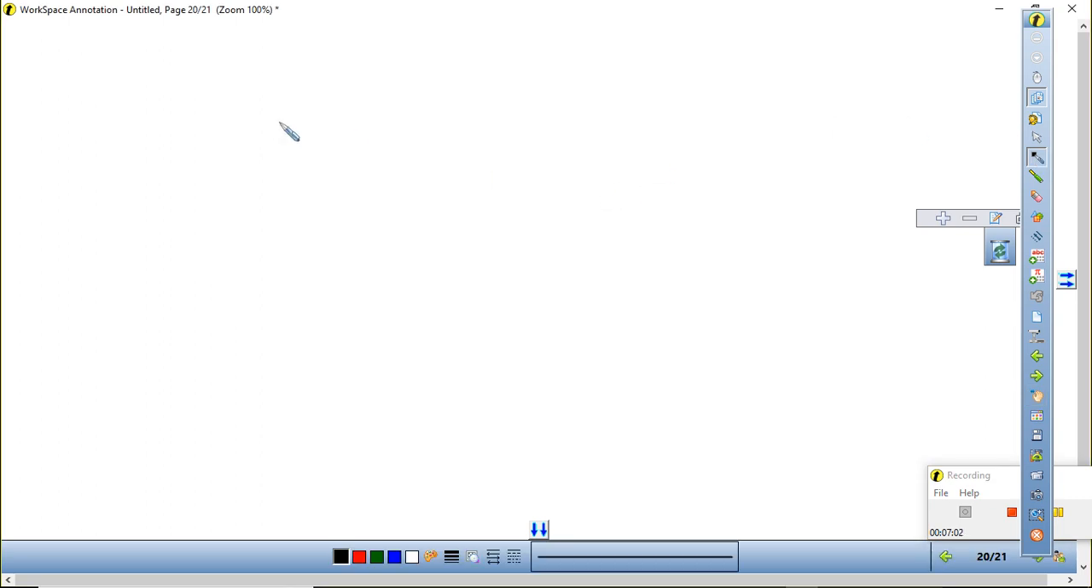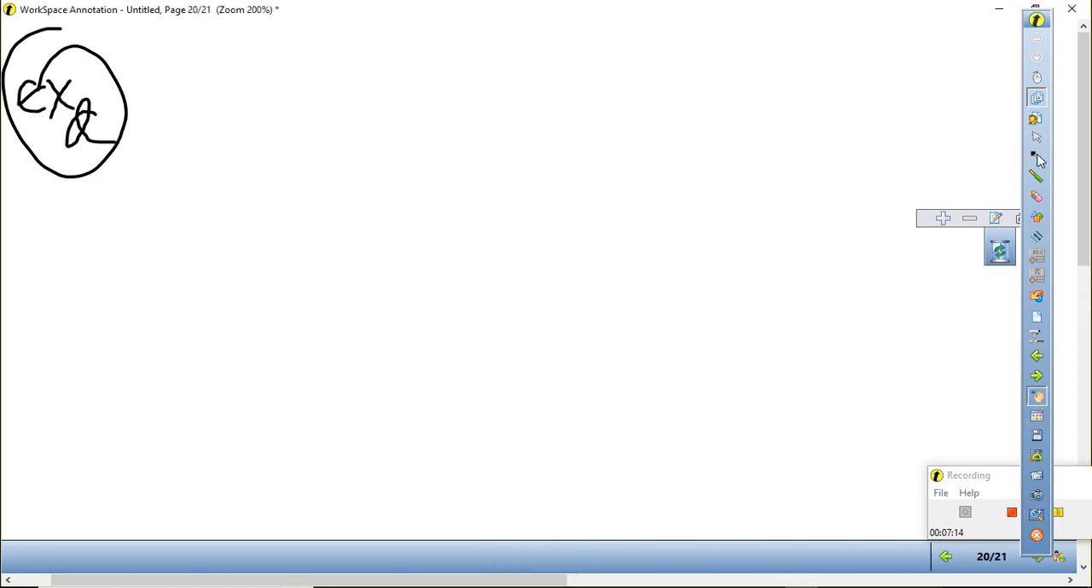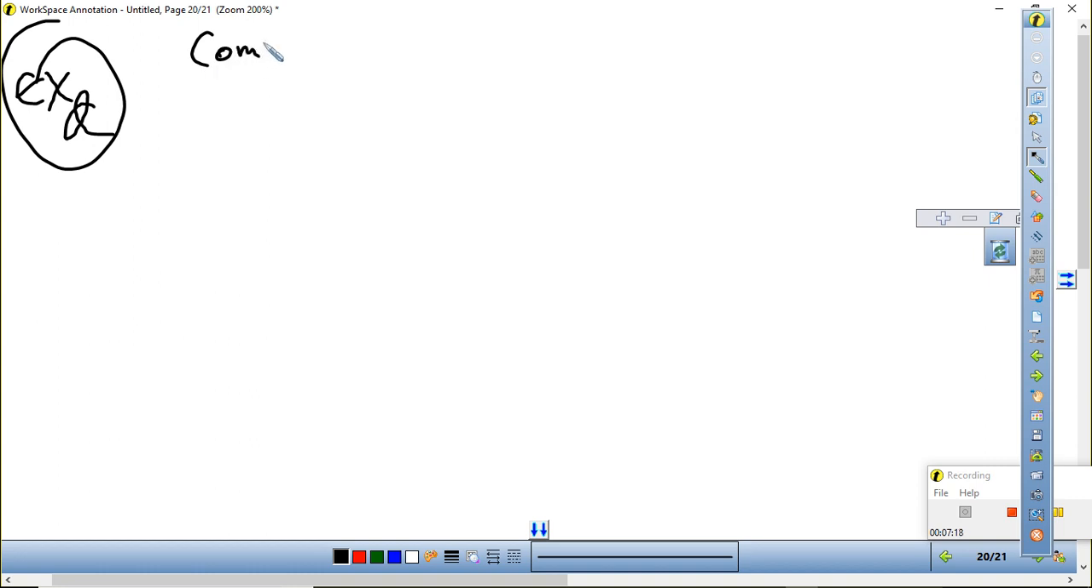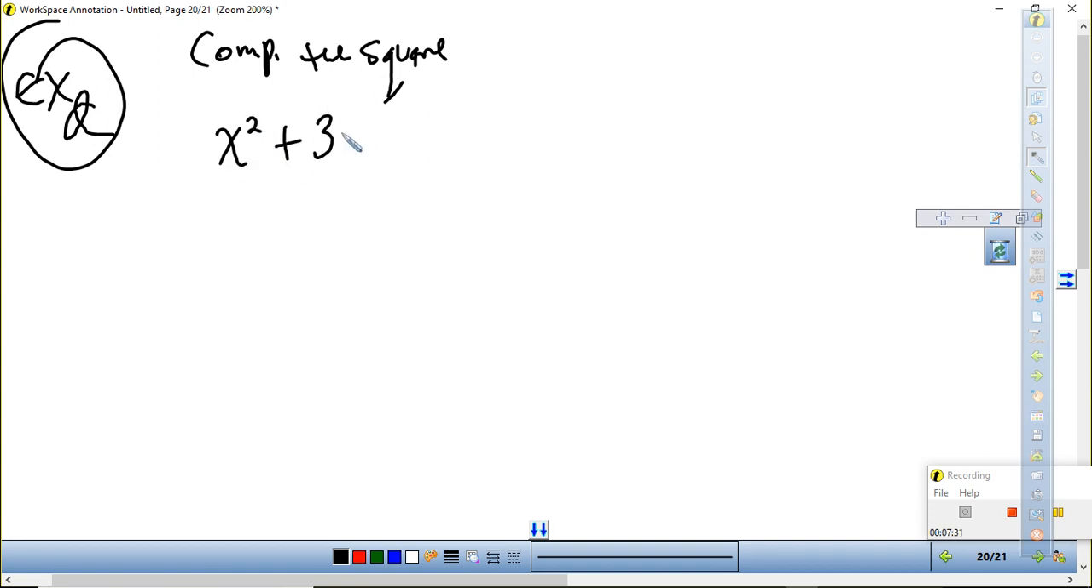Okay, copy this down. Example Q. Focus. Title it, Completing the Square. Completing the square: x squared plus 3x plus 2 equals y. Okay, let's do this one together.